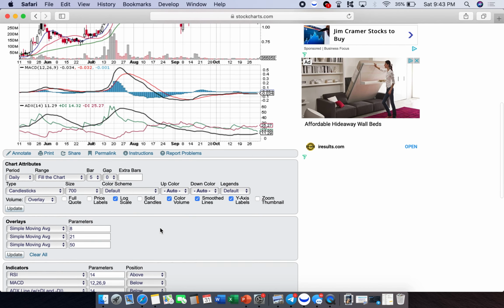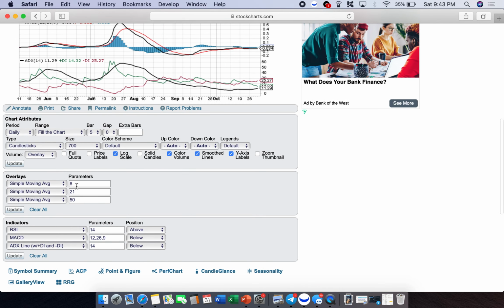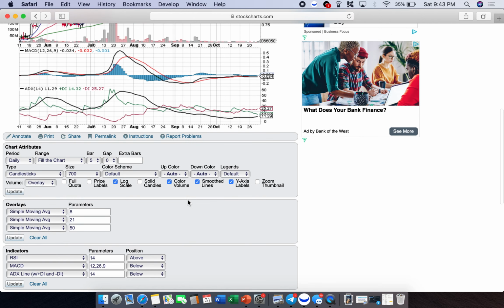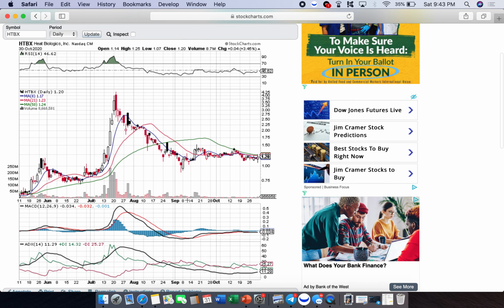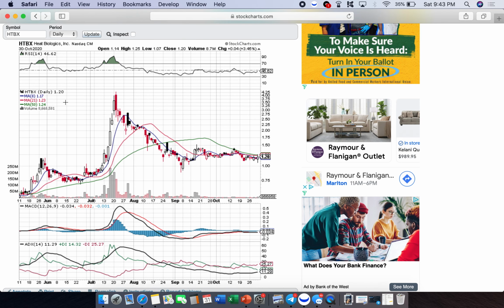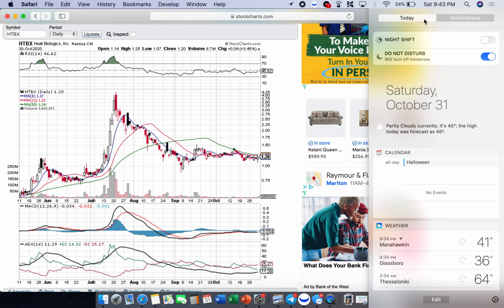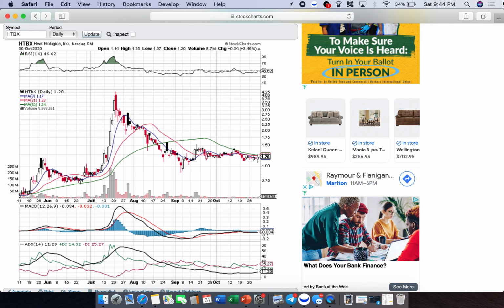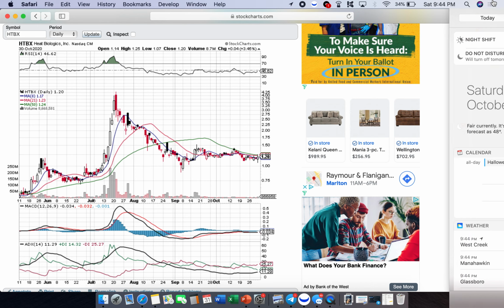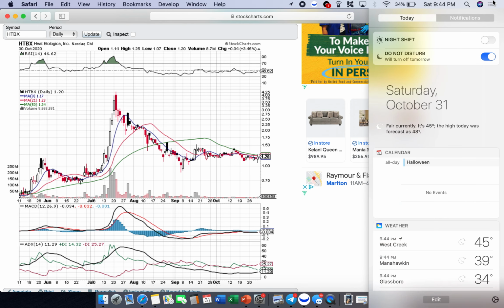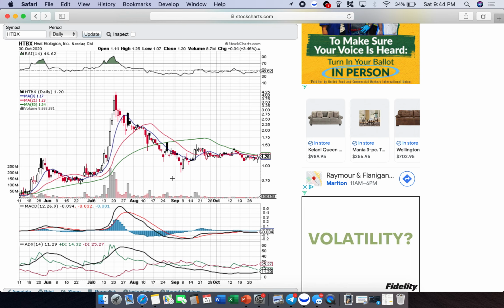So I like to use the indicators that I do. I use a simple moving average of 8 days, the 21-day moving average, and the 50-day moving average. Sometimes I use the 200-day moving average if it matters. For here, HTBX, we're doing this on October 31st.